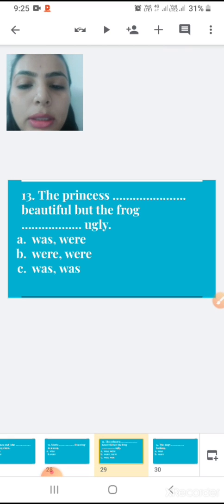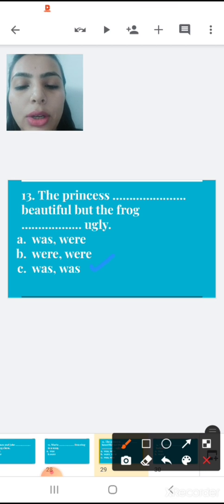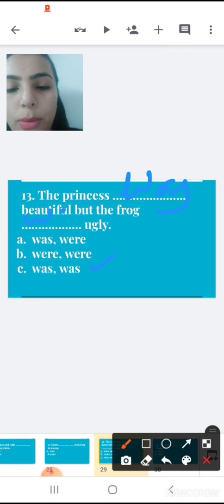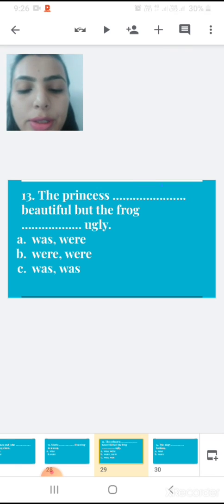Next is: the princess dash beautiful, but the frog dash ugly. Here we are talking about both the singulars. Princess is singular and frog is singular. So, the princess was beautiful, but the frog was ugly. So on both write "was" and "was", because we are talking here about both the singulars.